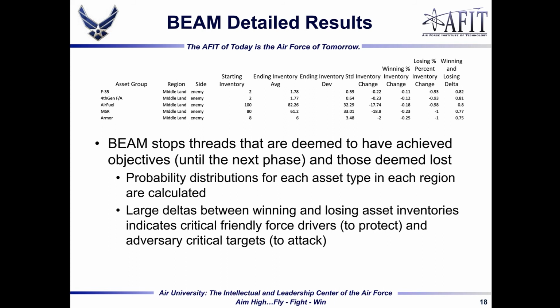Here's a more detailed breakdown of the output that BEAM provides for a single scenario. BEAM stops threads that are deemed to have achieved their objectives or those that have been deemed lost. Probability distributions for each asset type in each region are calculated. The large deltas between winning and losing asset inventories indicate either critical friendly force drivers or adversary critical targets. This equates to the assets that we want to protect or the critical targets that we want to attack. This can be seen as the last column of the table, the winning and losing delta. The largest magnitude deltas indicate to focus on altering the force structure for that particular asset group.